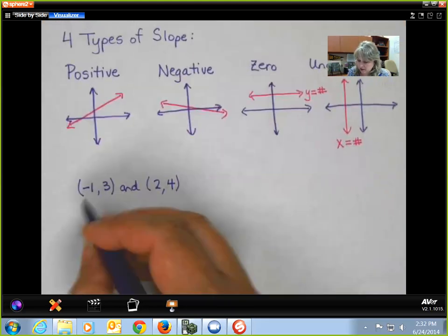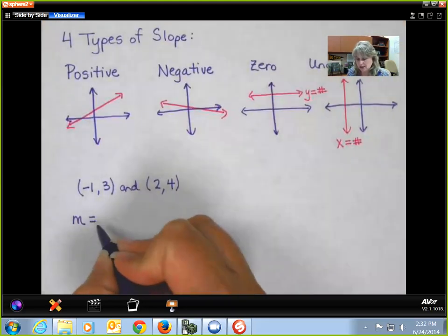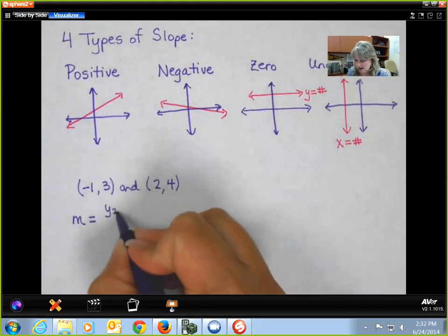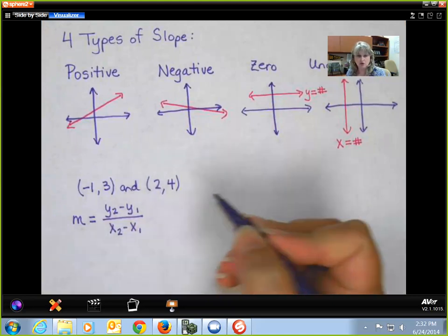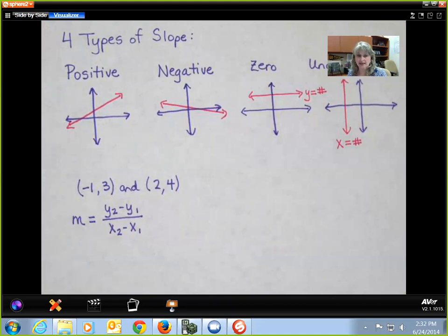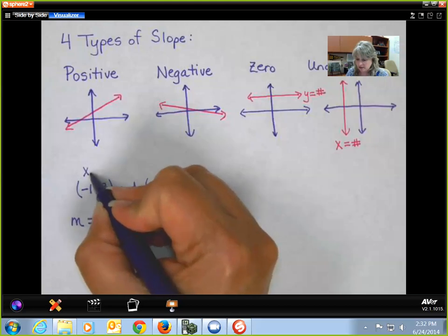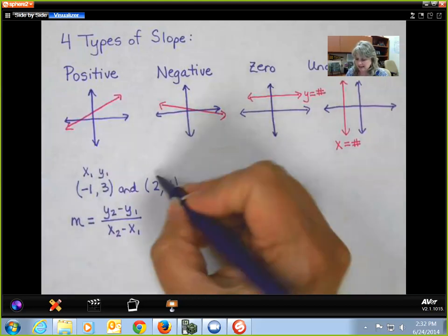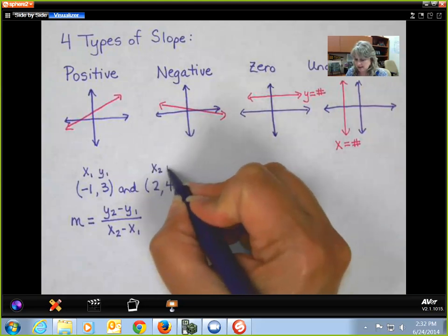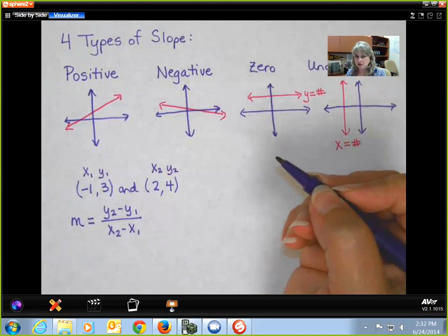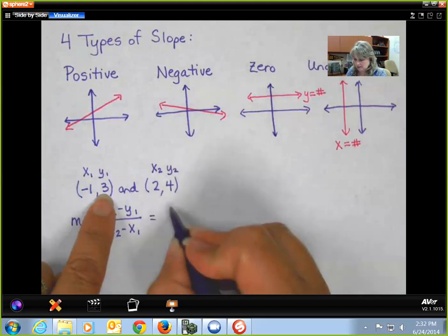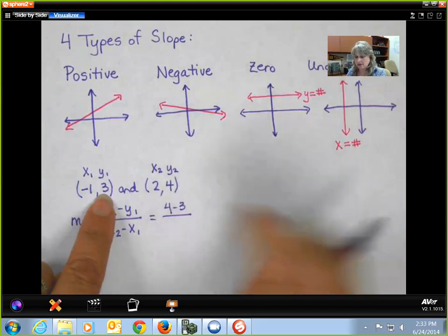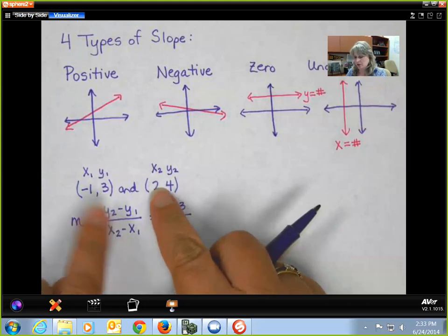Okay, so first of all, we're going to write down our formula. Remember, m represents slope. We're going to subtract our y's over subtracting our x's. Now, the thing about your subtraction of your y's and x's, you just need to be consistent. Normally, when I have 2 ordered pairs, I let my first set represent x sub 1, y sub 1, and my second set of ordered pairs represent my x sub 2, y sub 2. So if I was going to follow this formula, I'm going to subtract these y's. I'm going to say 4 minus 3 on top. And on the bottom, I'm going to subtract my x's in the same order. 2 minus a -1.